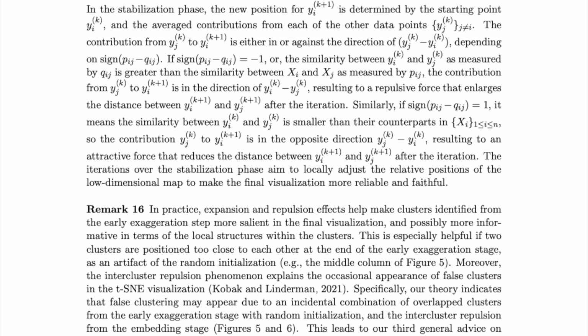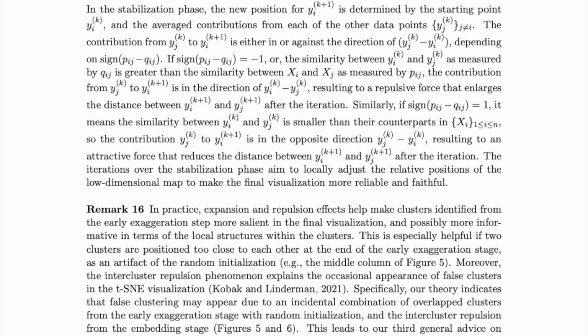Remark 16. In practice, expansion and repulsion effects help make clusters identified from the early exaggeration step more salient in the final visualization, and possibly more informative in terms of the local structures within the clusters. This is especially helpful if two clusters are positioned too close to each other at the end of the early exaggeration stage, as an artifact of the random initialization, e.g. the middle column of Figure 5.